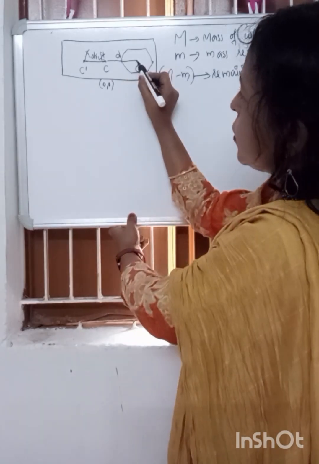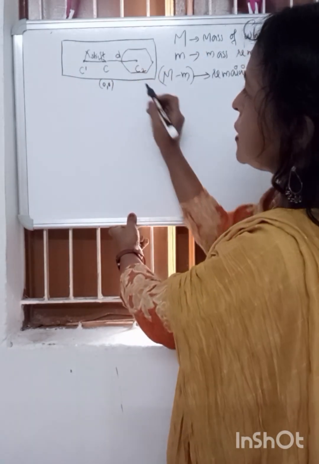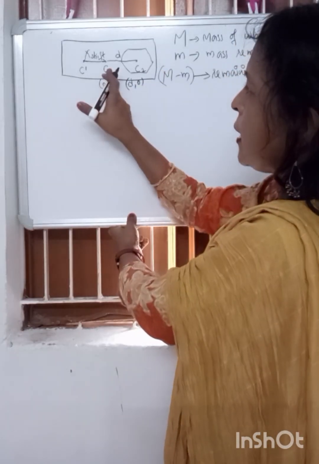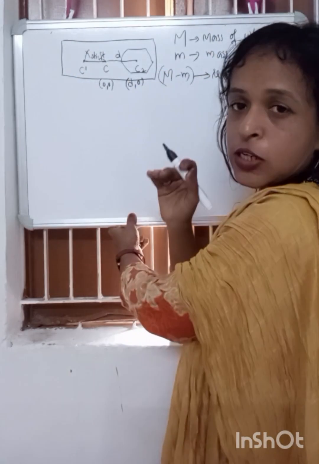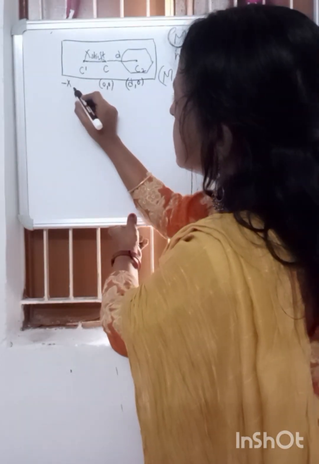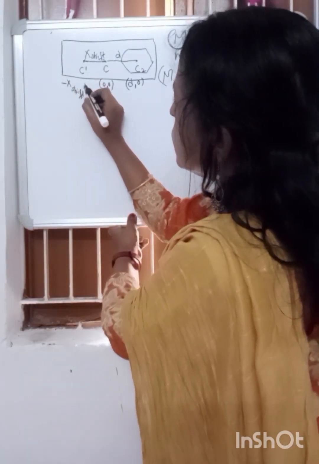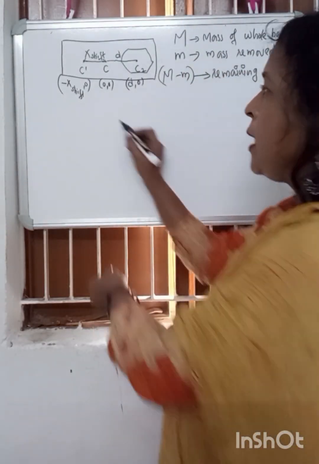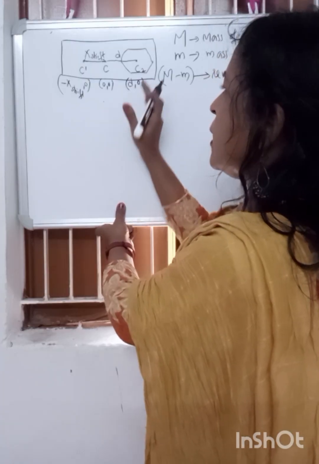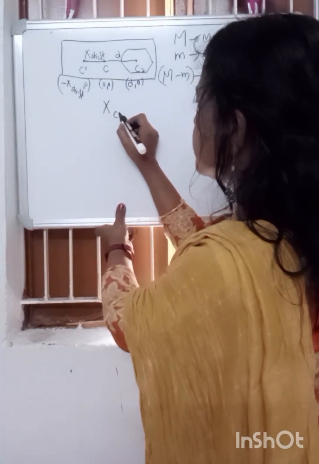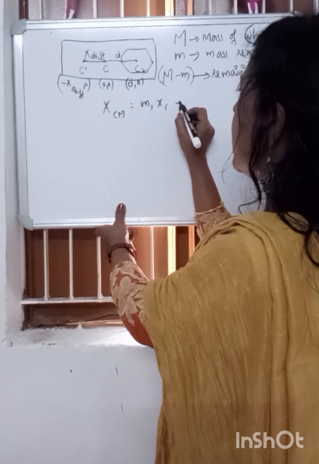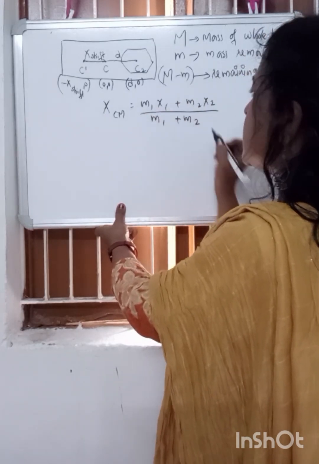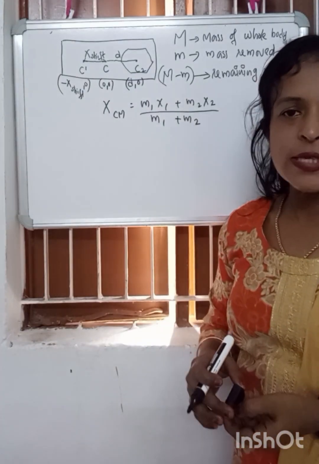This is the x-axis. So what about this point? From here to here it is D, so the point is (D, 0). And what about here? It is on the left side, so it is (minus x shift, 0). So what is the equation of the position of the center of mass? The position of the center of mass is xcm equals m1 x1 plus m2 x2 divided by m1 plus m2. This is the equation of the position of the center of mass.